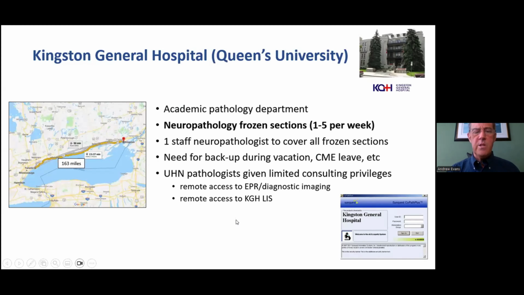The next one, Kingston General. Again, leveraging our initial experience at the Toronto Western and with Timmins providing frozen section support over a distance, we established a partnership with Kingston General Hospital to provide frozen section support for neuropathology frozen sections when the one neuropathologist on site was away on leave or unable to provide service for a given day. And so pathologists were given limited consulting privileges. We had full access to the electronic patient record, diagnostic imaging, and remote access to the lab information system. So it worked very well. And there's the distance there, 163 miles by road.